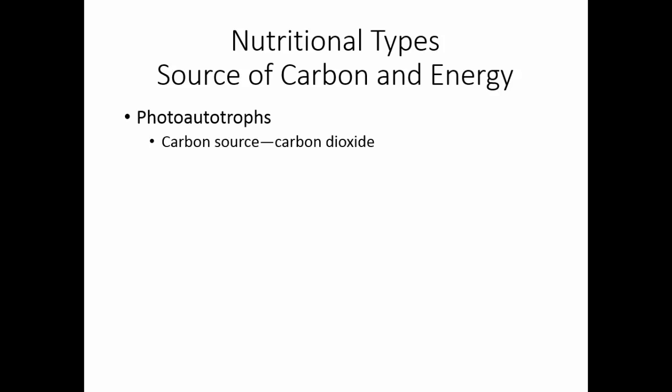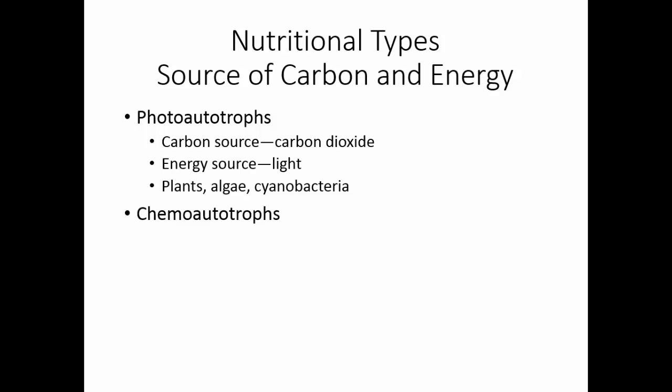Photoautotrophs use carbon dioxide as their carbon source and light as their energy source. Photoautotrophs perform photosynthesis, so plants, algae, and the cyanobacteria are photoautotrophs. Anything that makes its own food is not going to be pathogenic.